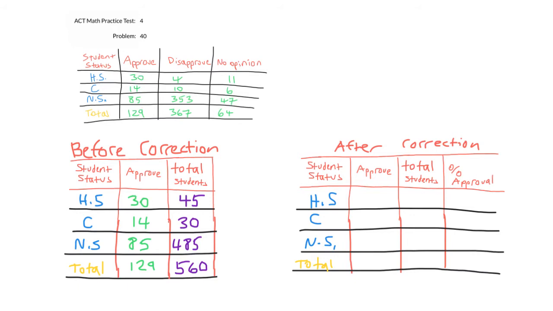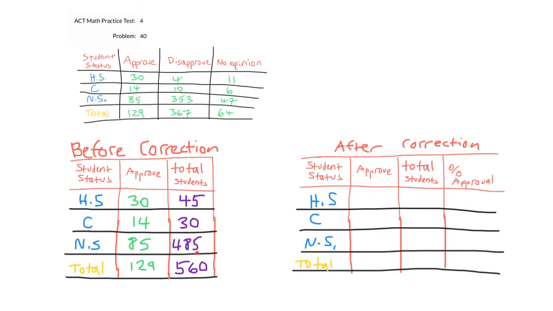One thing I just wanted to highlight here is the total students just in general, because when it comes to high school students, 30 plus 4 plus 11, well, that's 45. When it comes to college students, 14 plus 10 plus 6, that's 30. When it comes to non-students, it's 85 plus 353 plus 47, well, that's going to be 485. And we don't really need this number here, but it turns out there's 560 total students. So just being thorough with that.